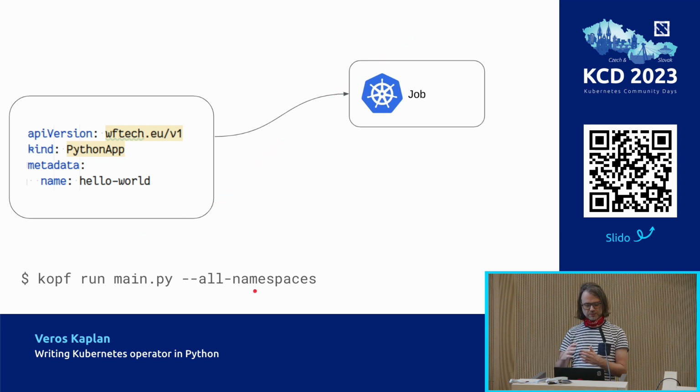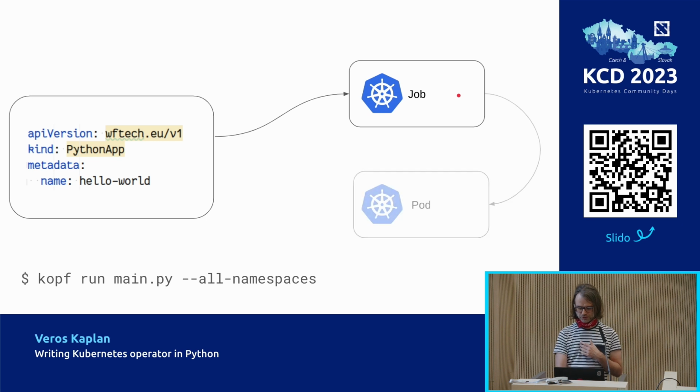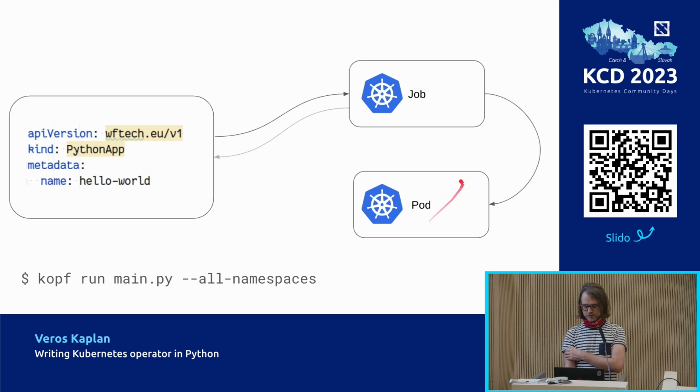And then I run my Kopf. Kopf is similar to Flask or something, it's some main program. I say run this script, and work for all namespaces. And Kopf starts, and when it finds a new Python app, it creates a new job. The new job, it's a Kubernetes native controller. It spins up a new pod. When the job is finished, I will update the Python application object again, saying it's finished.